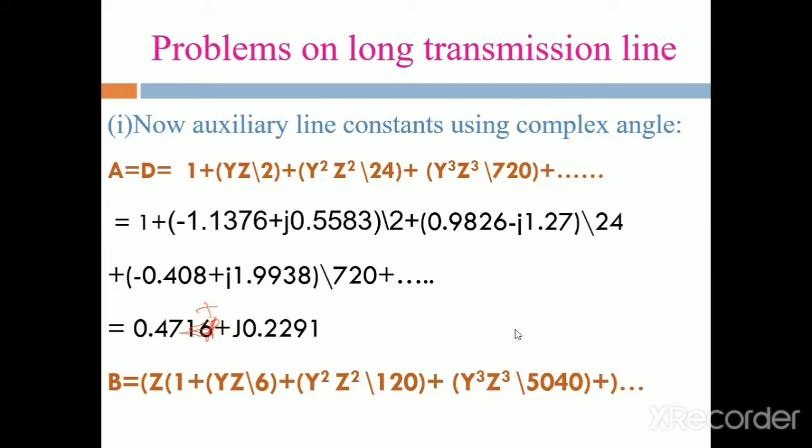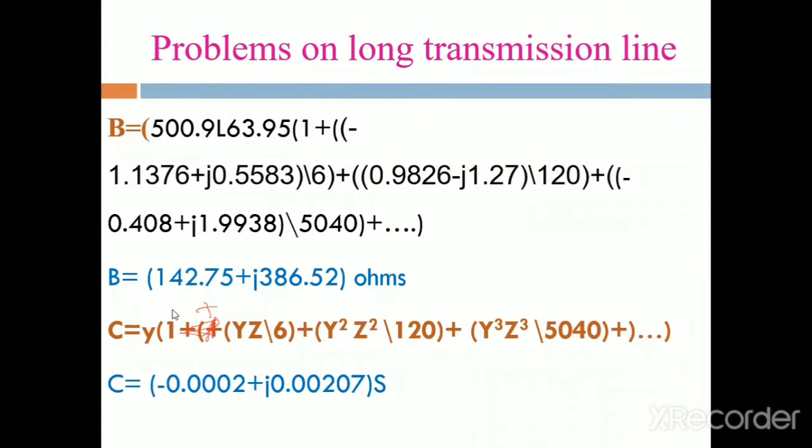Okay, in the case of a long transmission line, the values for A, B, C, D are: A is equal to D is equal to 0.4716 plus j 0.2215, and B is equal to 142.75 plus j 386.452 ohms, and then C is equal to minus 0.002 plus j 0.00207 Siemens.